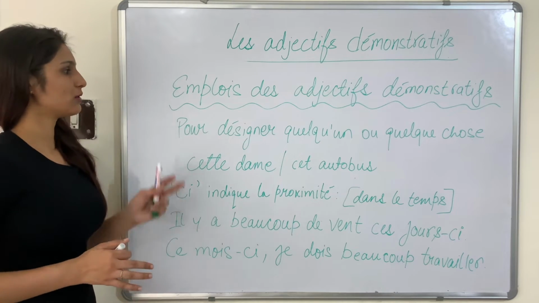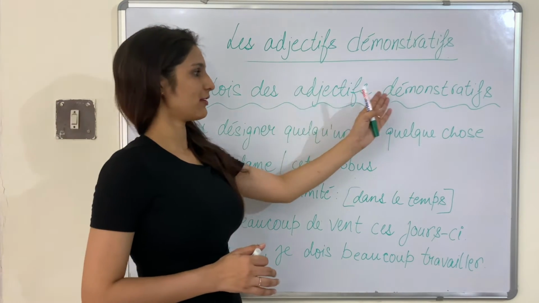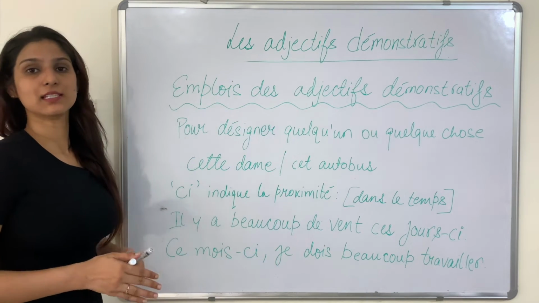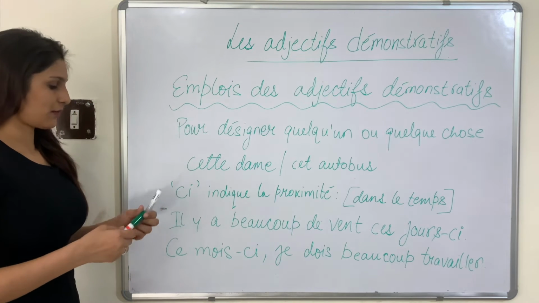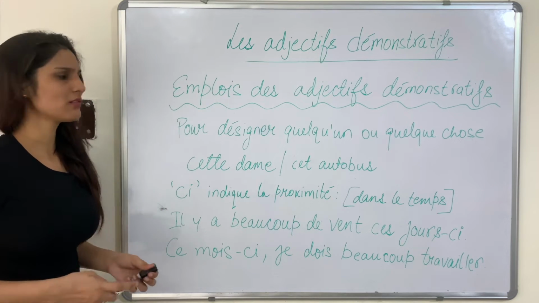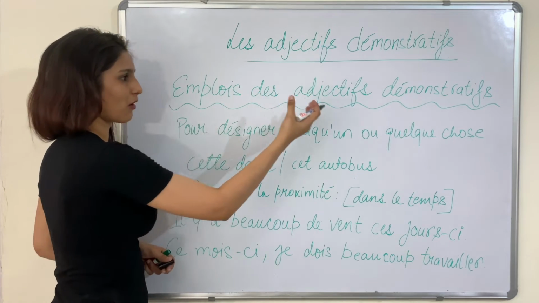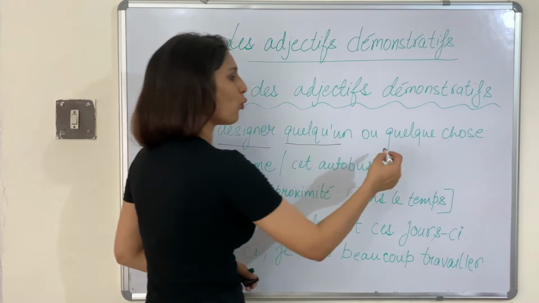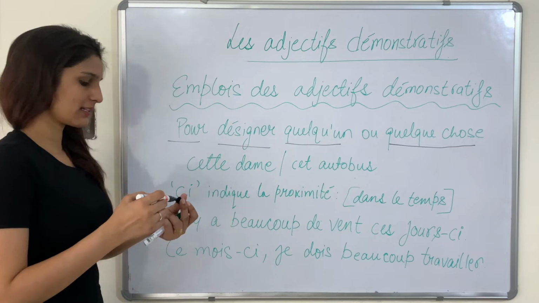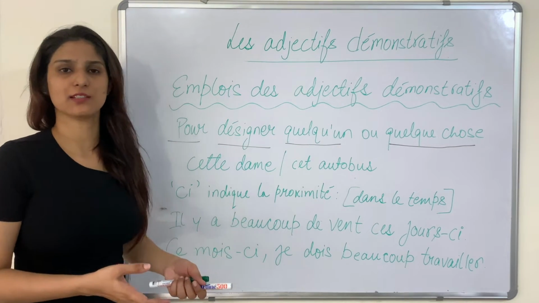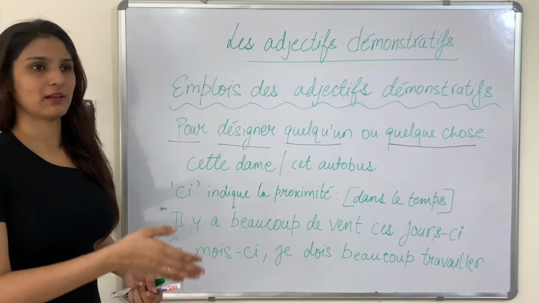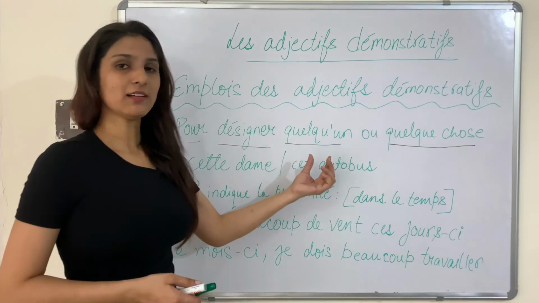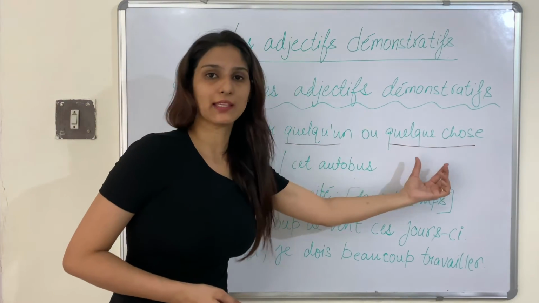Now we will talk about emploi des adjectifs démonstratifs. How do we implement or apply these adjectifs démonstratifs? First of all, let's talk about a very simple definition. We use this pour désigner quelqu'un ou quelque chose, for designating where it is, this, that. This is the pen. That is the pen I have. Okay. For designating quelqu'un, someone, or something.